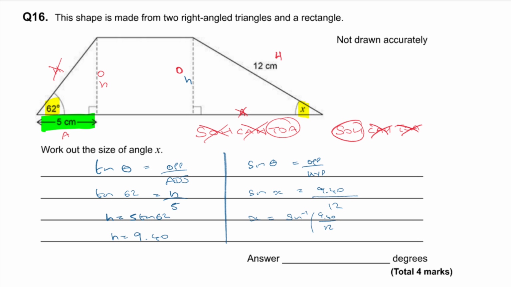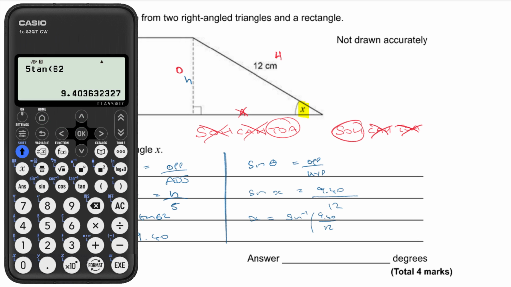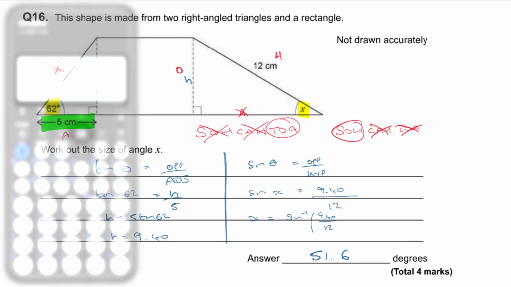So on my calculator, I'm going to press Shift, Sine, so make sure I've got sine to the -1 on the display, then the answer over 12. Brackets seem to be optional, but sometimes they matter, and that comes out to be 51.5. Now I'm going to round it off to 51.6, so that is 51.6 degrees.